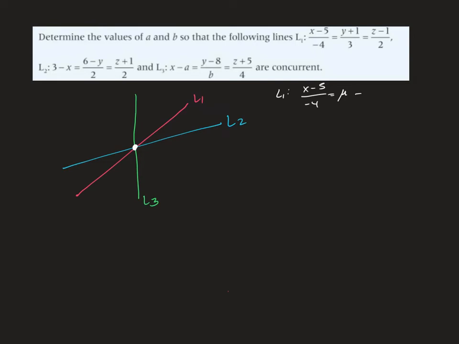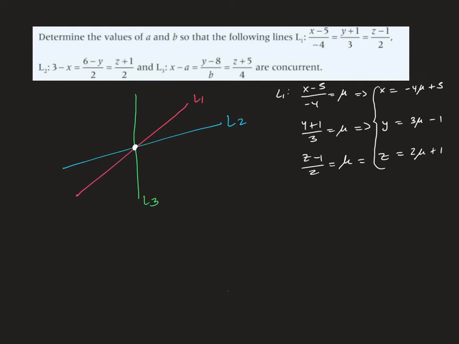So x is going to be minus 4 mu plus 5. (y plus 1) over 3 is equal to mu as well. Therefore, y is going to be 3 mu minus 1. And (z minus 1) over 2 is also equal to mu. That means z is 2 mu plus 1. So now I have my three equations, x, y, and z, for L1.